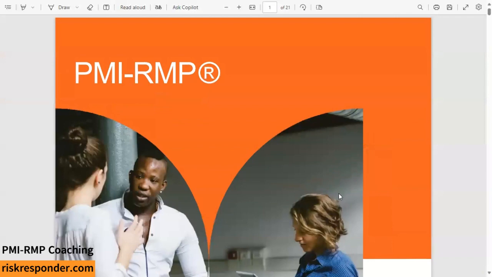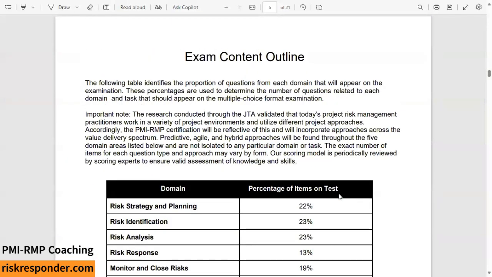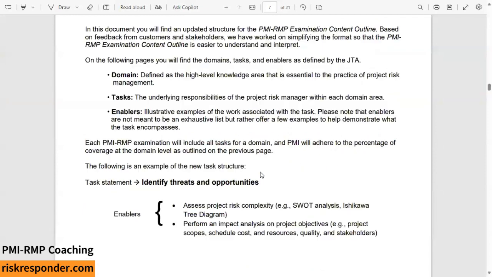But the second question I get is, what exactly is the syllabus and how does it differ from the PMP exam? Well, this syllabus is a lot more focused on risk, very heavily focused on risk. Everything in risk is fair game. The exam is broken down into risk strategy and planning, risk identification, risk analysis, risk response, monitor and close risk, and it yields the total of the 100% on the exam.